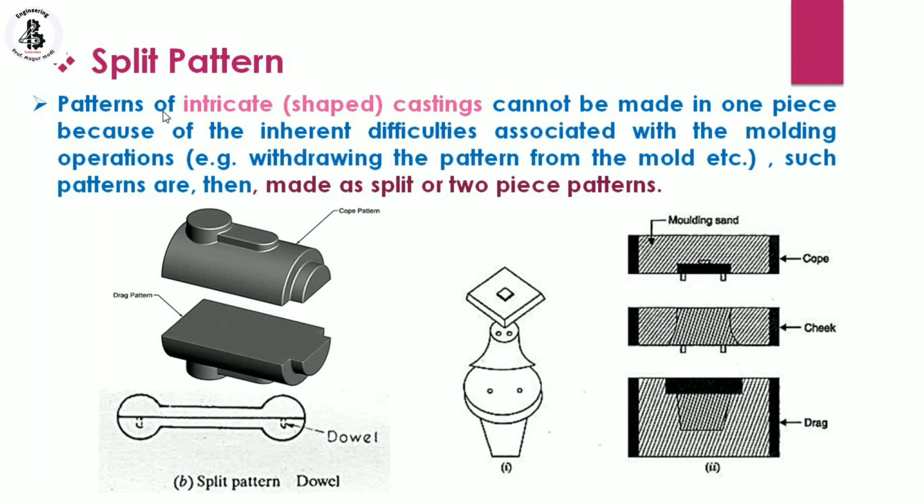So patterns of integrated shaped castings cannot be made as a single piece because of the inherent difficulties associated with molding operations, like withdrawing the pattern from the mold. So such patterns are then made as split, or you can say two-piece patterns. As per my requirements of the final shape and size of the cast products, it will be divided into two or more parts.